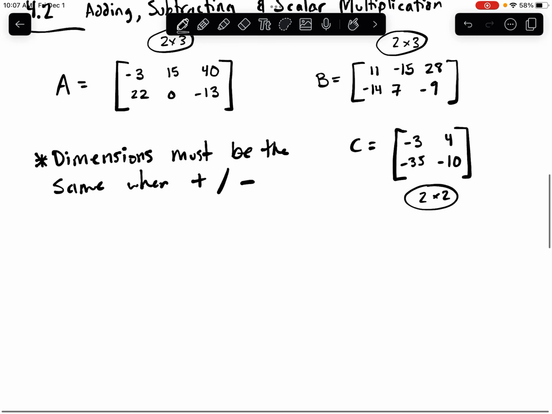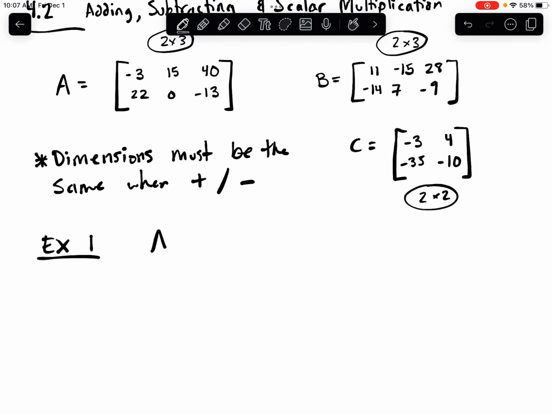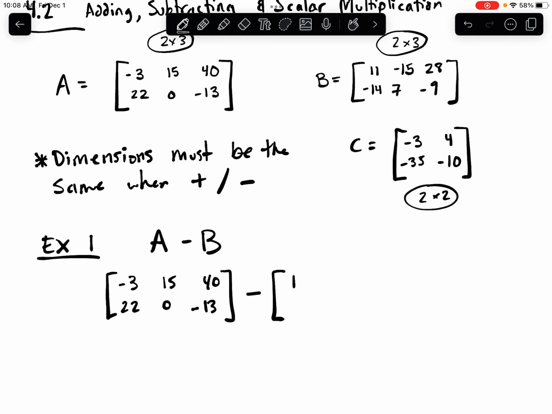So what you're going to see is things like, take A minus B. All right, so they're going to ask you to take A minus B. Now, if I want to do this, I'm going to write matrix A, so that's -3, 15, 40, 22, 0, -13. And I'm going to subtract matrix B. B is 11, -15, 28, -14, 7, -9. All right. You know what, actually, let's do an addition problem first. I'm going to change this to A plus B. So I'm going to put a plus symbol in between. All right, so we're actually going to change that. So hopefully you were listening and not just watching, because we're changing that to a plus there.